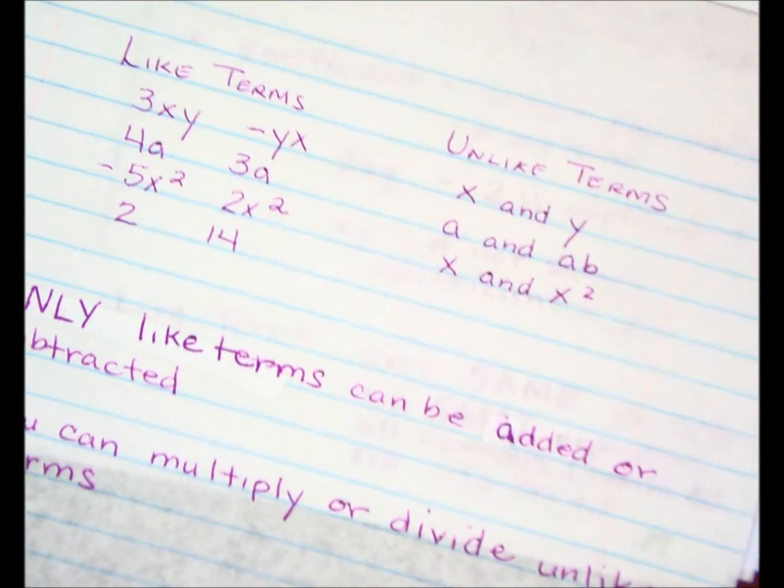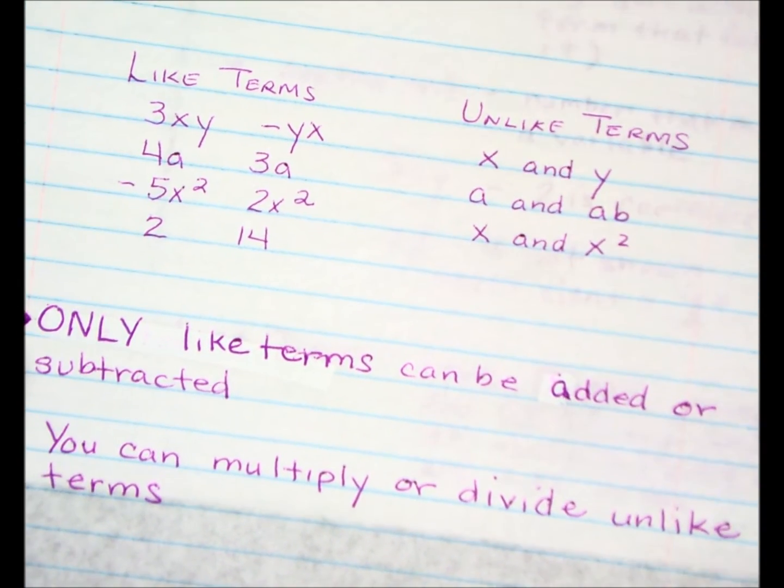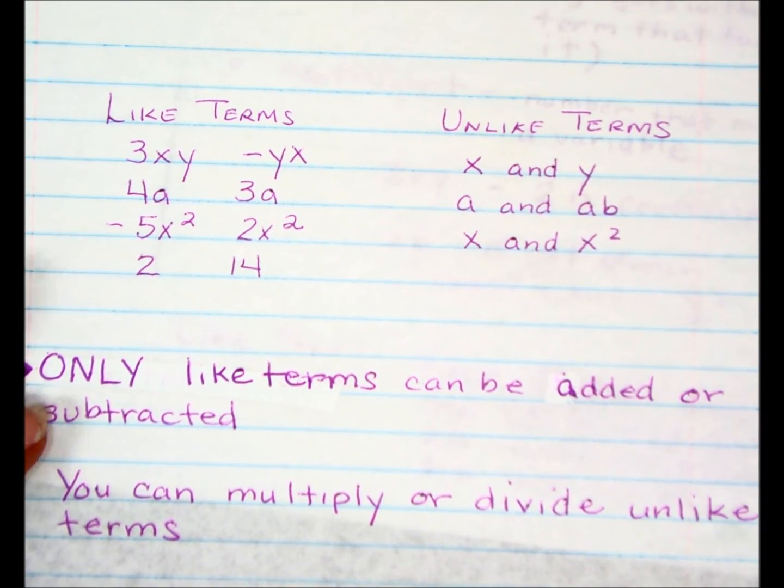So I'm going to show you a list of like terms and unlike terms. So here's my like terms list. These are like terms. 3xy and -yx are like terms because the variables are both the same. And even though because of the commutative property they've been switched around, they are still the same. Well, you say, where's the coefficient? Well, if the coefficient isn't shown, it is 1. So the coefficient here would be -1.